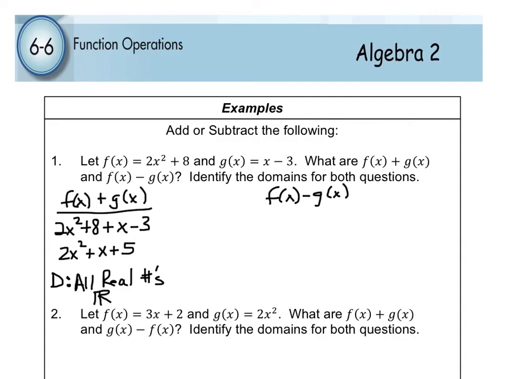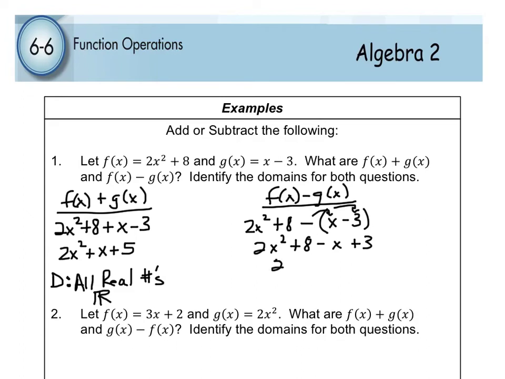Now, don't forget with subtraction, we're going to distribute a negative. So we have f of x, 2x squared plus 8, minus g of x is x minus 3. We always put the second one in parentheses. And I'm going to distribute the negative first. So I've got 2x squared plus 8 minus x and plus 3.